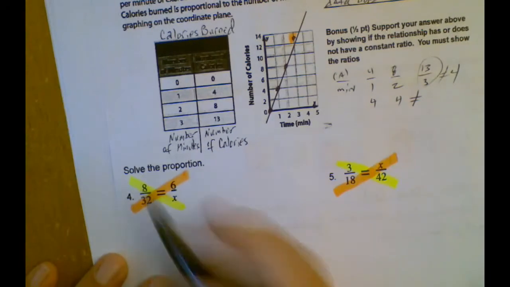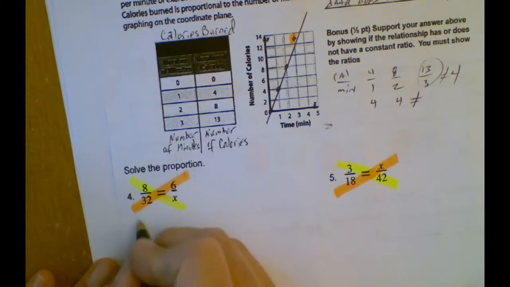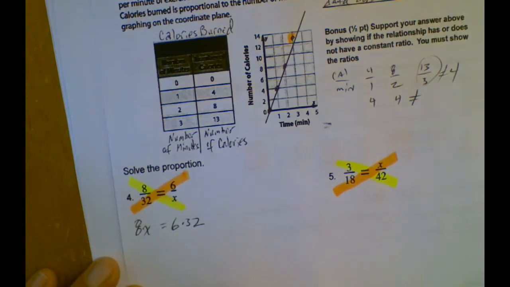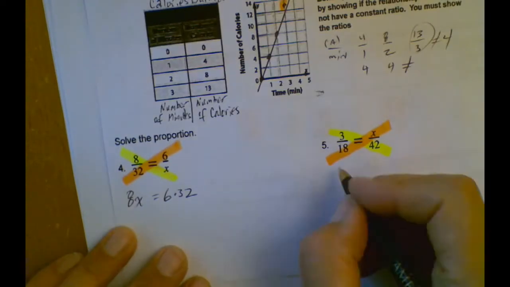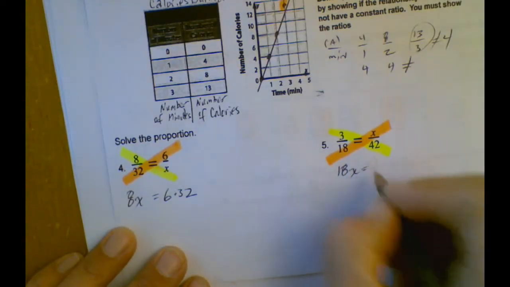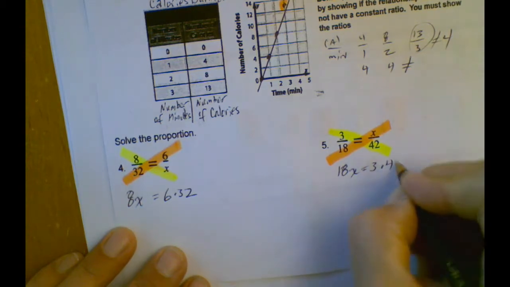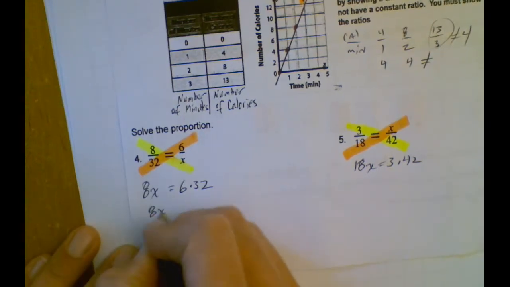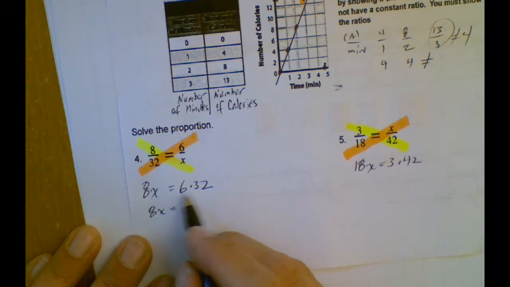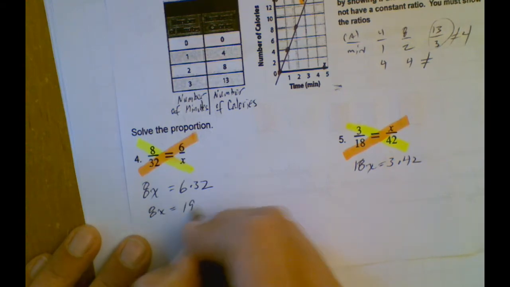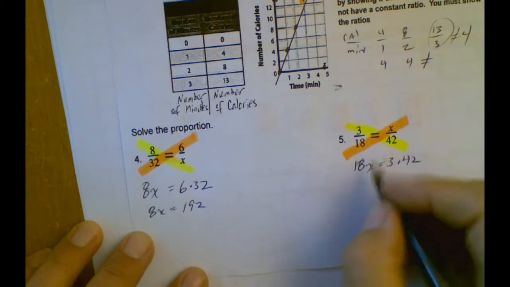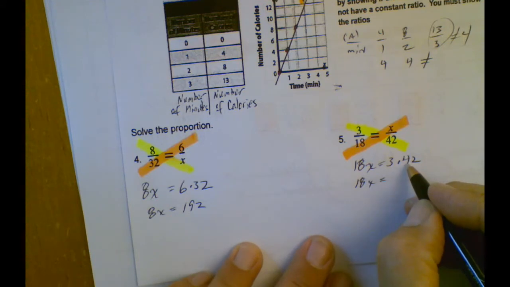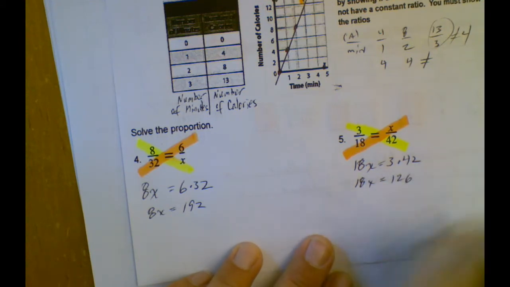So if I was to do a cross product, I'd do this times this. 8 times x is 8x. And on this side, I have 6 times 32. If I was to do it on this side, I would have 18x equals 3 times 42. If I multiply things out here, I have 8x is equal to 6 times 32, which is 192. If I multiply this side out, I'd have 18x is equal to 3 times 42: 3 times 40 is 120, 3 times 2 is 6, so 126 when I add those together.